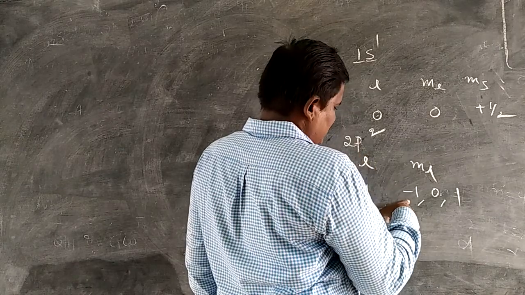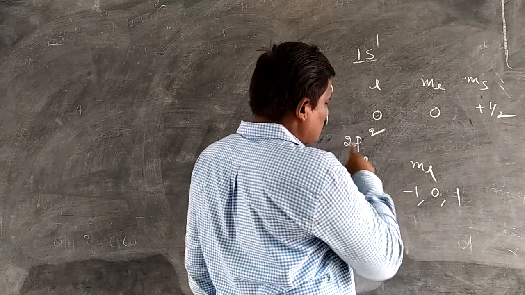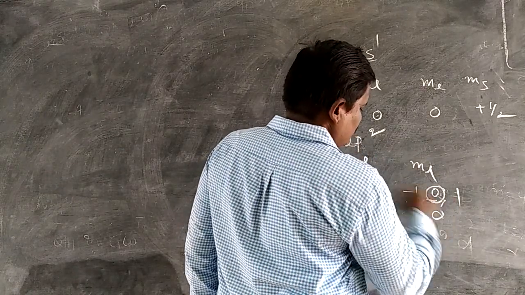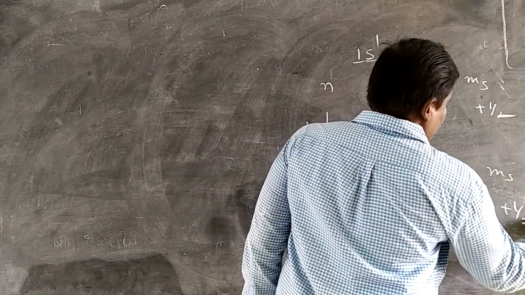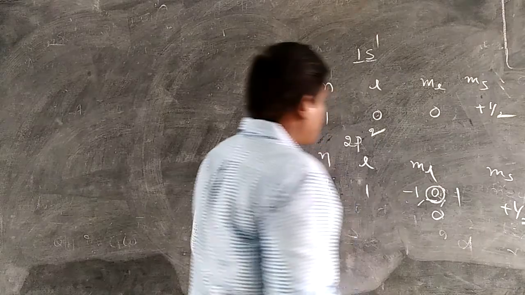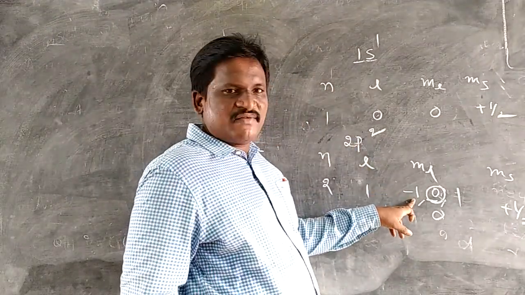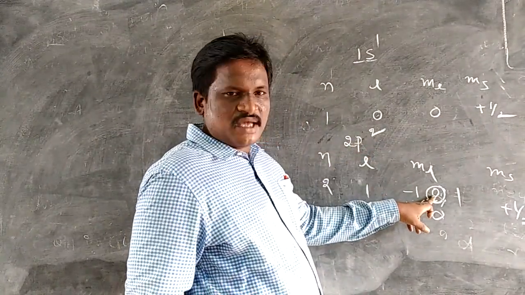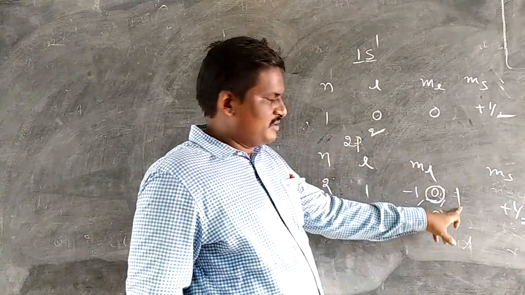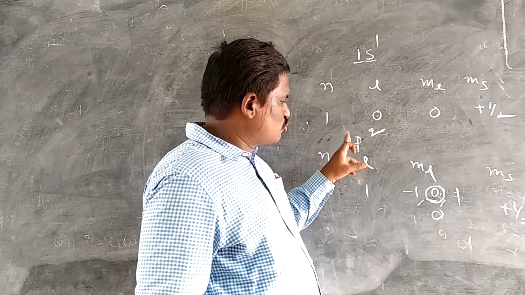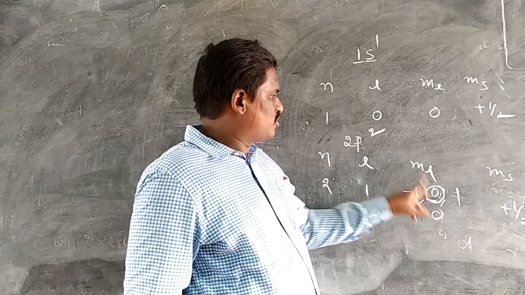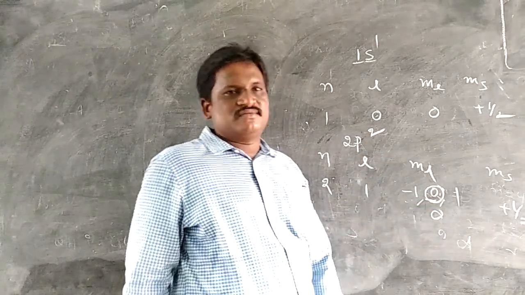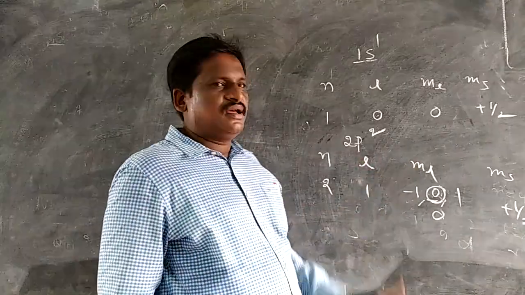Here 2p1 means minus 1, according to Hund's rule. 2p2 means 0. The ms value is plus half or minus half. Suppose 2p1 has ml value minus 1, 2p2 has ml value 0, 2p3 has ml value 1. Next, 2p4 has ml value minus 1, 2p5 has ml value 0, and 2p6 has ml value 1. These are the ml values.